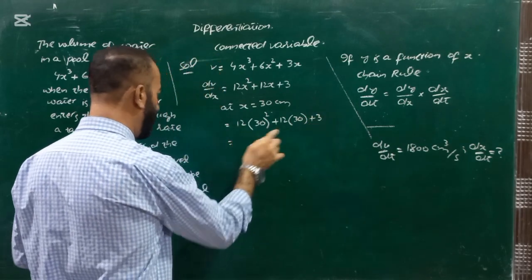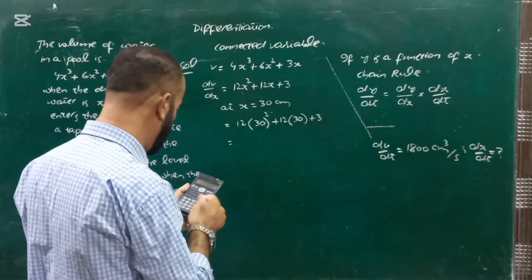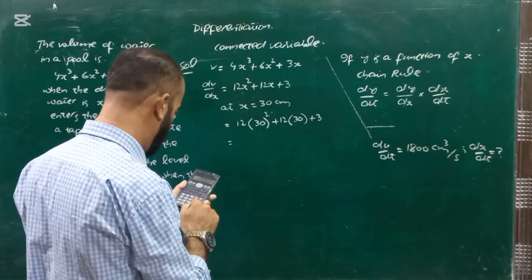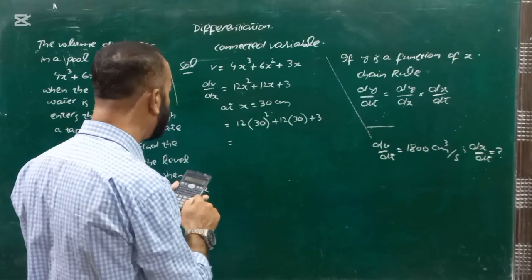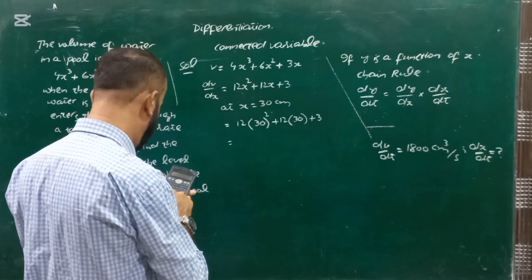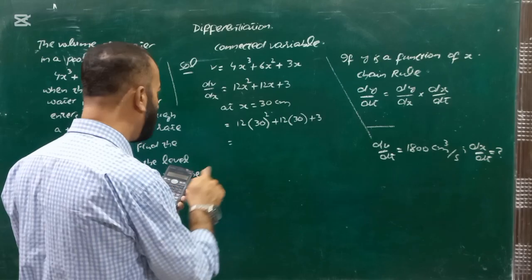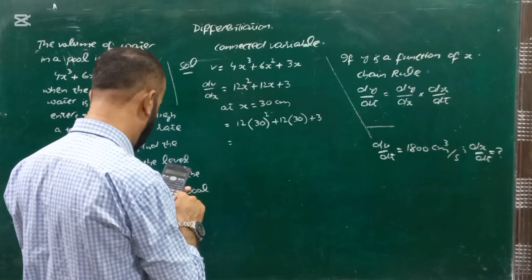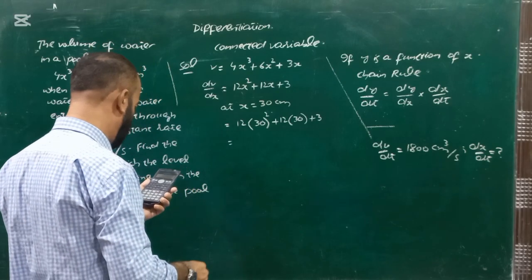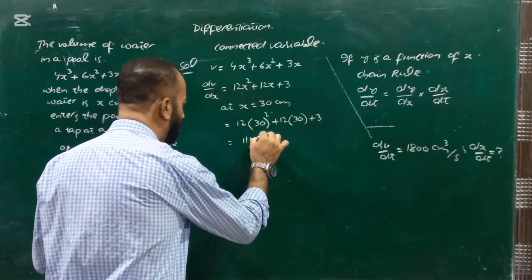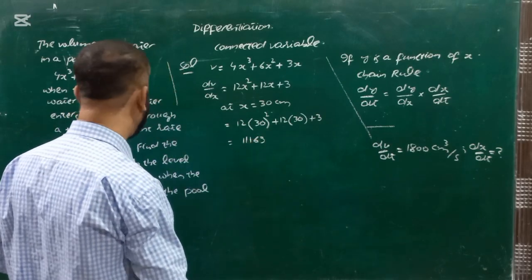So solving it on the calculator now. 900 into 12 plus 12 into 30 plus 3. The answer is 11163. So this is the answer.